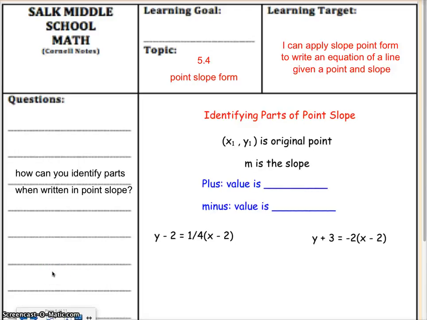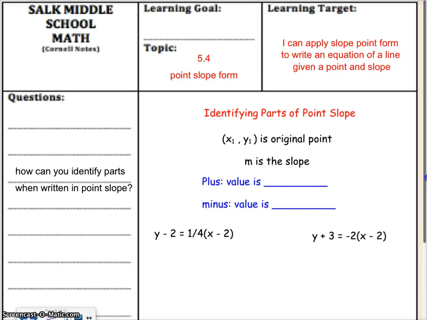We are moving on with point slope form. In our next learning target, you're going to be able to identify a point and the slope given the line. That's what you can do today. You can graph equations and identify parts of point slope form.